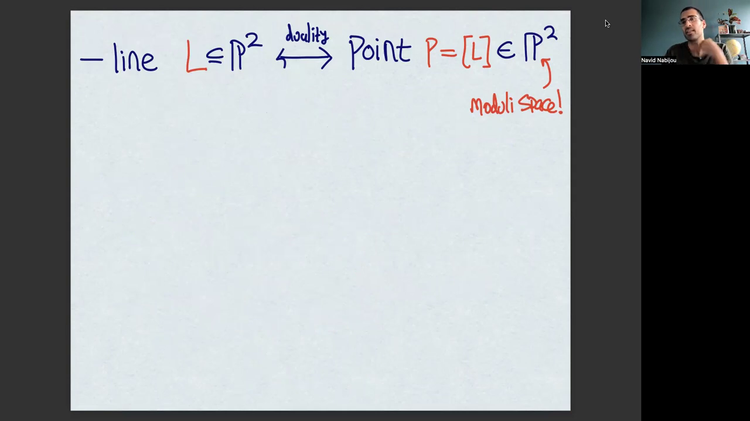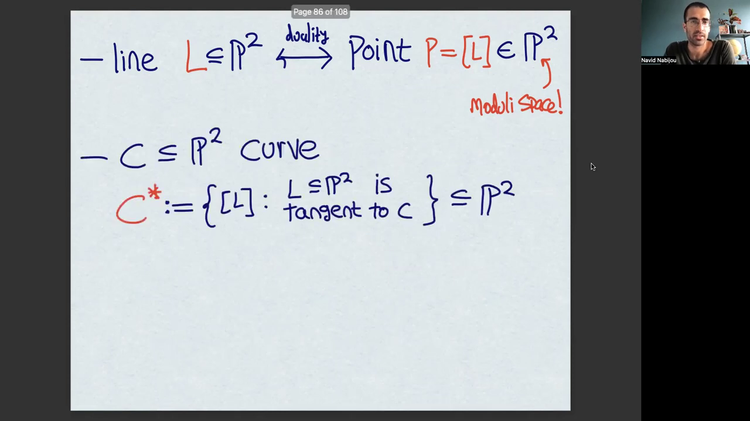And what that means is that I can think of P2 also as a moduli space, right? It's a little bit confusing, but I can think of this P2 as the moduli space for lines in P2, right? So every point in P2 is parameterizing some line. All right, so now let's see what we can do with this.